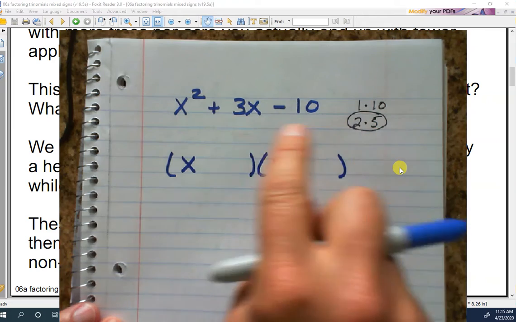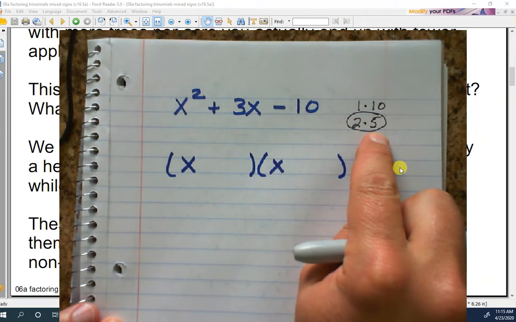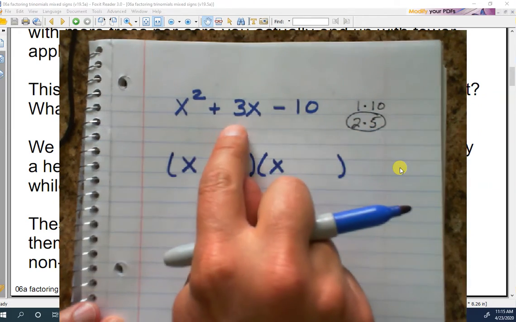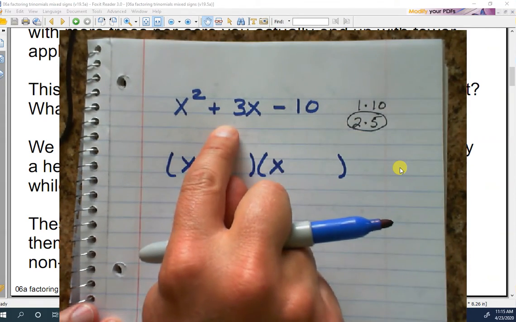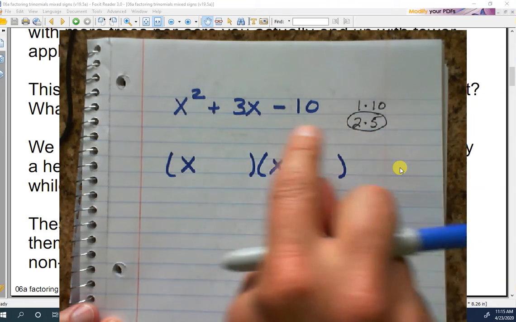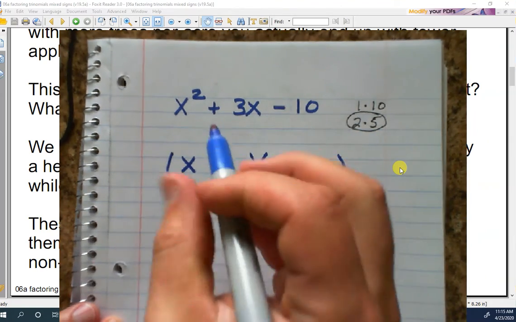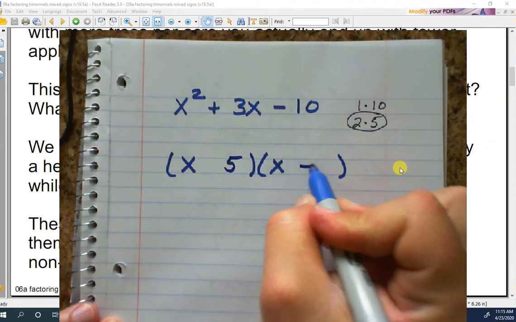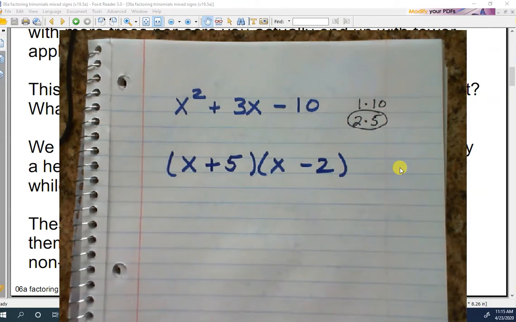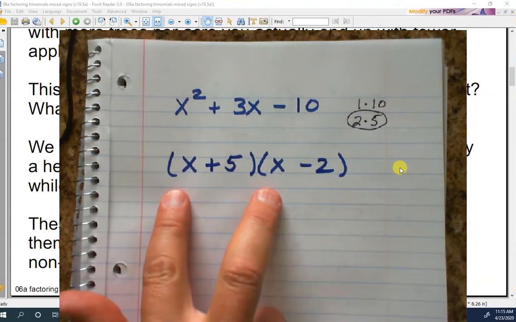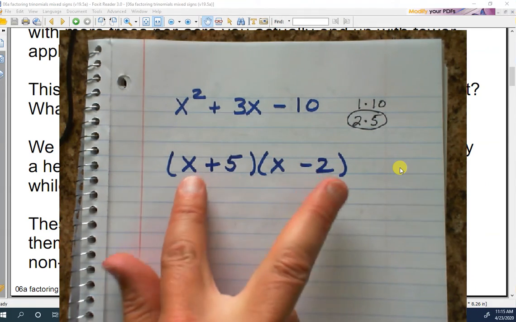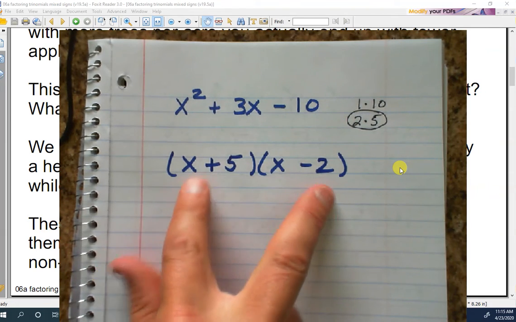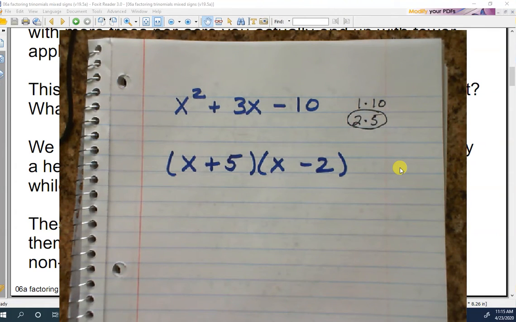Now, do I want to do 2 minus 5, or do I want to do 5 minus 2? 2 minus 5 would give me a negative 3. Nope. 5 minus 2 would give me a positive 3. So 5 minus 2. Let's check it to see if it works. X squared, that worked. Negative 10, that worked. 5x minus 2x, 3x. That worked. Awesome. Let's do some practice now.